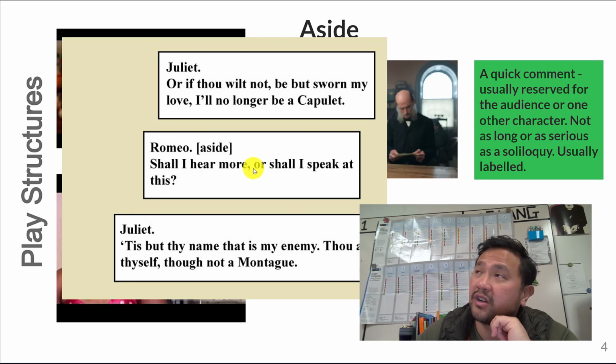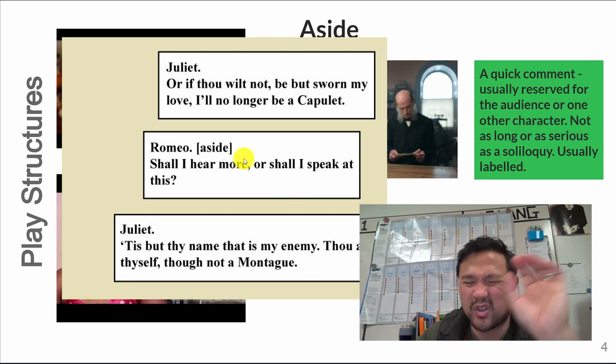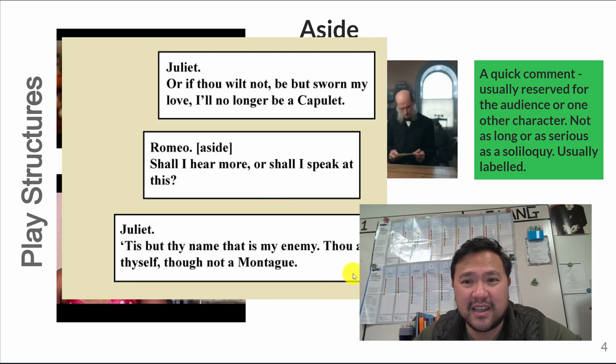But anyway, asides are usually labeled like that, and he's speaking directly to the audience. "Shall I hear more, or shall I speak at this?" He says it for the sake of the audience. It's either directed at the audience, or directed to another character, or directed to no one in particular. It's really short.